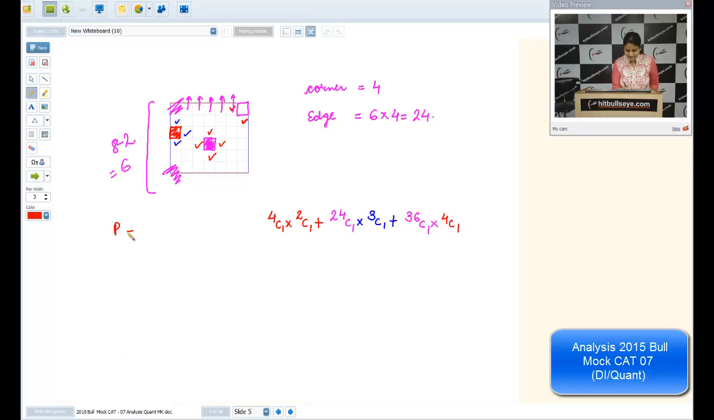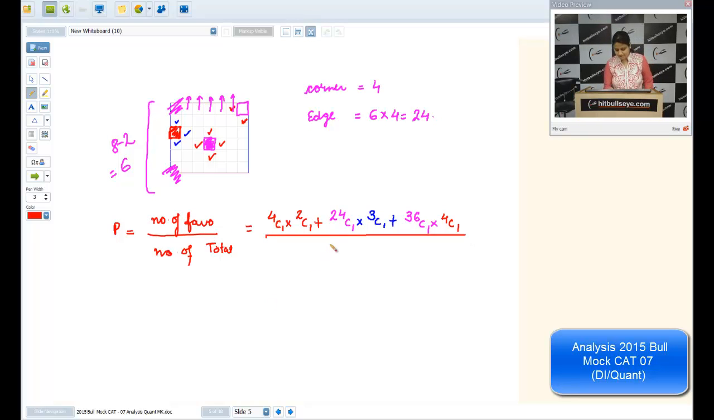What is the probability formula? That is number of favorable cases divided by number of total cases. So these many favorable cases are there, divided by the total. What is the total? There were 64 squares, and we are choosing 2 out of them. That can be done in 64C2 ways. But this is not the answer. See, there was a twist.